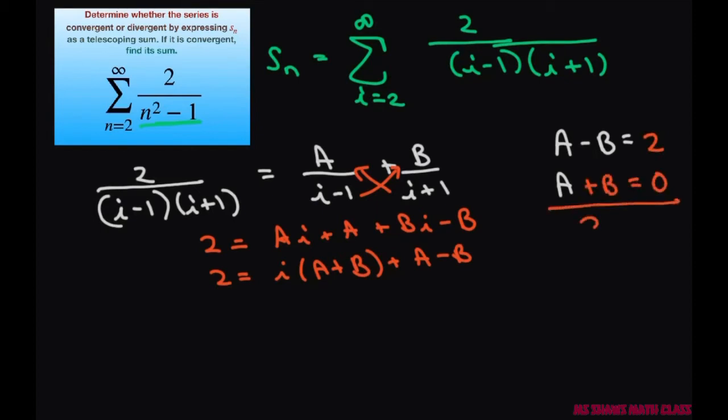So when you add this up, you get 2A equals 2. So your A is going to equal 1, and therefore your B is going to equal negative 1, because A plus B is 0. So when you substitute that in, we get A is 1 and B is negative 1.